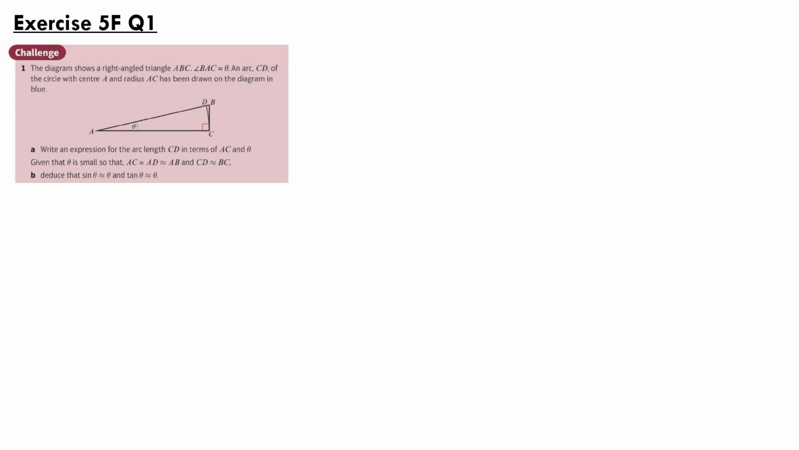Okay, the next question is from exercise 5F. Question 1. The diagram shows a right angled triangle ABC, and the angle BAC equals theta. An arc CD of the circle of centre A and radius AC has been drawn on the diagram in blue. Part A asks us to write an expression for the arc length CD in terms of AC and theta. Well, AC here is the radius, and we know that the arc length is equal to theta times r, or r theta, in radians. So the radius here is AC, and the angle is just theta. So we've got the arc length in terms of AC and theta as required.